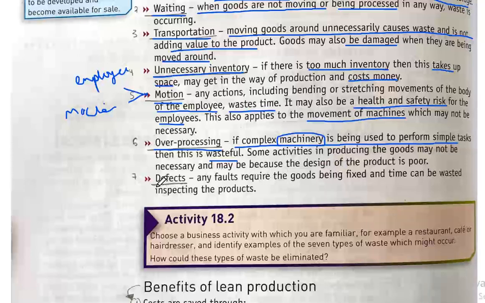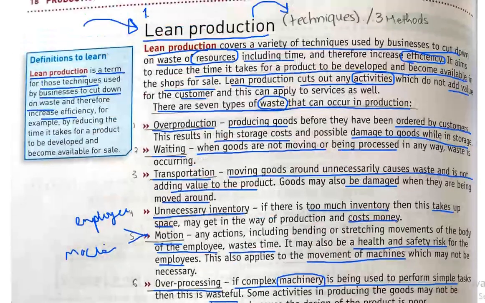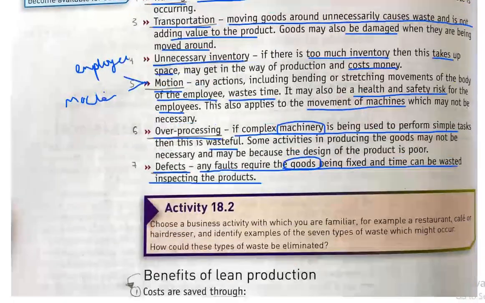All right. So also the seventh waste that lean production is going to eliminate, which is defects. Any faults require the goods being fixed, and time can be wasted inspecting the product. So in this part, lean production is going to help the factory make sure that there are no mistakes or nothing to repair in the goods, because repairing the goods is going to take a lot of time, instead of just producing the good in the right way from the first time. So these are the 7 ways that lean production is going to eliminate, reduce, or cut down.